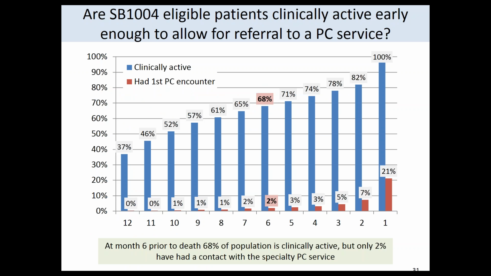So this final slide is really just a graphic that shows, given what we talked about before, the proportion of SB 1004 eligible patients who become clinically active in relation to month of death. So by month 6, 68% of this population are utilizing healthcare services in the clinics or in the ED or in the hospital. Even so, 68% of this population, which has chronic, progressive, serious illnesses where death should not have been a surprise, only 2% of those patients were referred to specialty palliative care. So this points to an abundant opportunity to incorporate additional specialty palliative care into the health network.